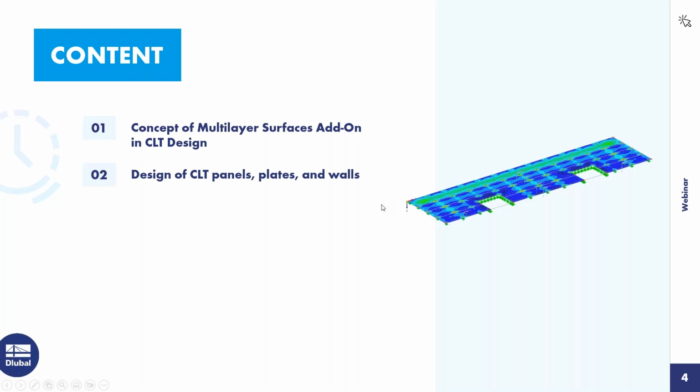To the agenda today, Bastian will say something about the concept of the multi-layer surface add-on in CLT design. The main topic is the design of CLT panels, plates, and walls. And the third point is hints for modeling and results evaluation. Then I hand over the screen to Bastian and he can start.